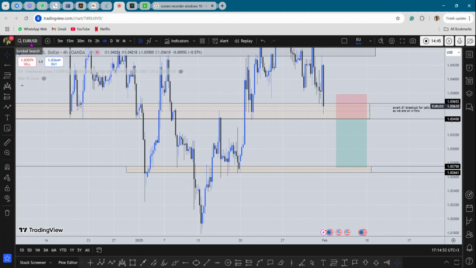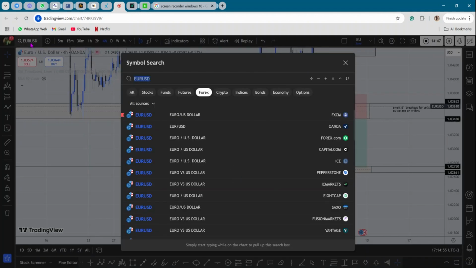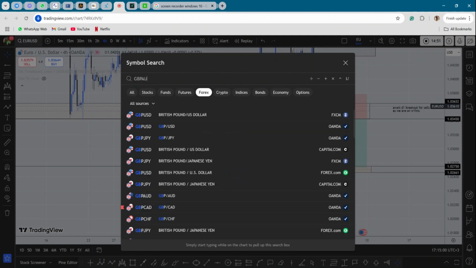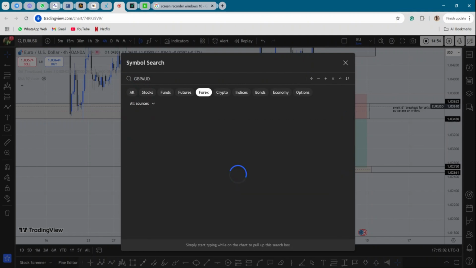Another thing that we can look at should be maybe GBP/AUD. It is the last thing that we can look at.